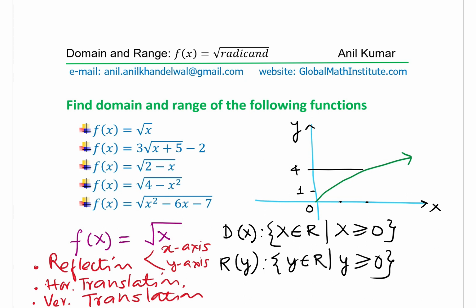So as a test question, let me give you one and then we'll close this video. Now, here is your test question. You need to write the domain and range of f of x, which is equal to, let's say, 2 minus the square root of 3 minus x.